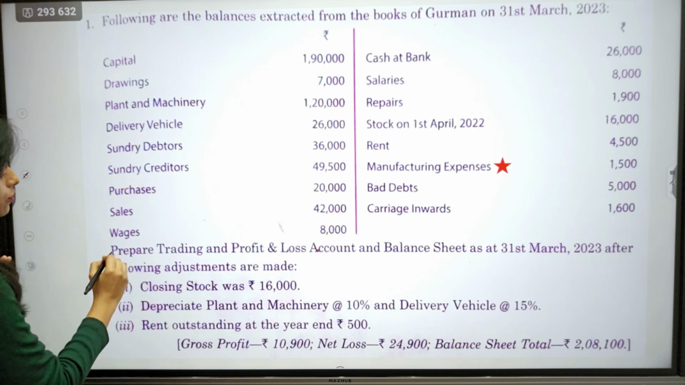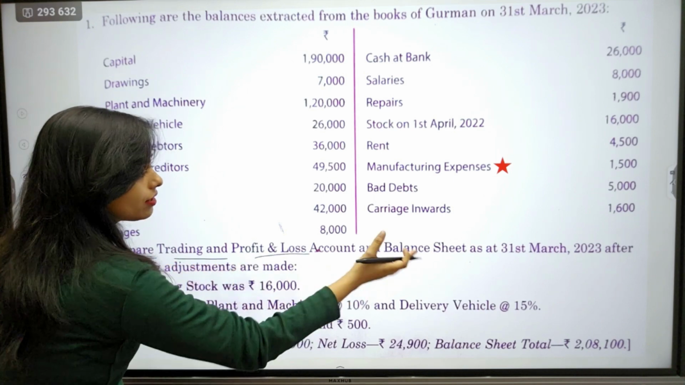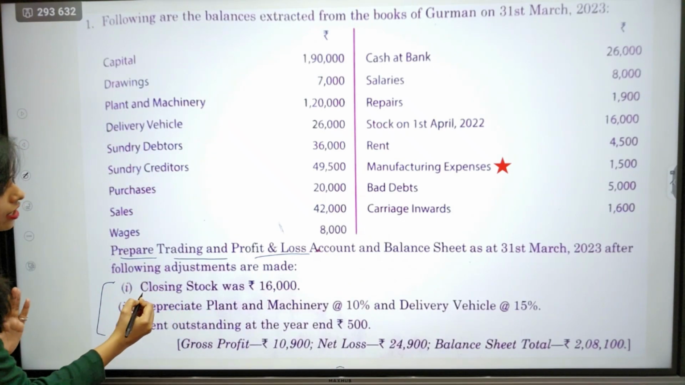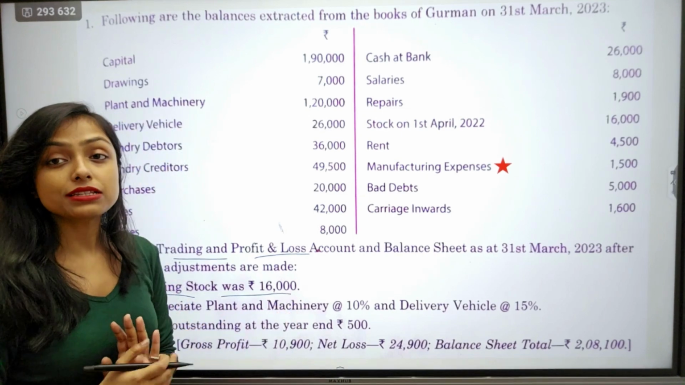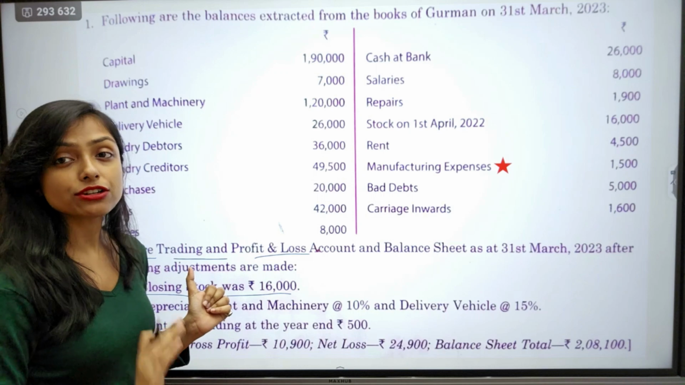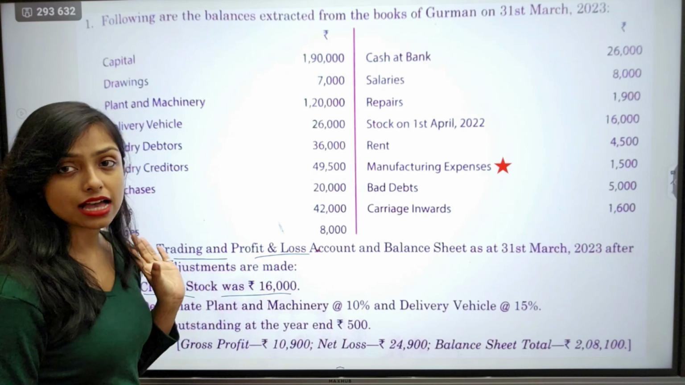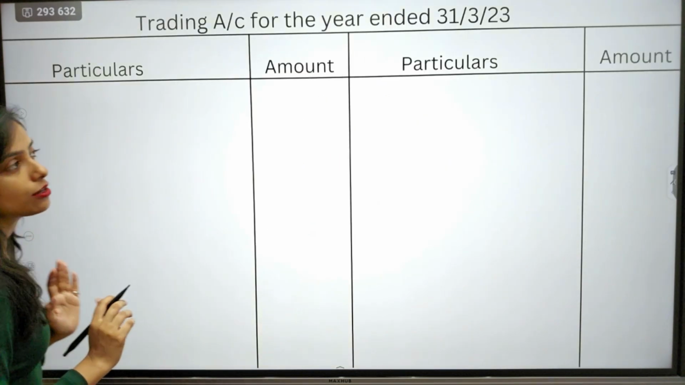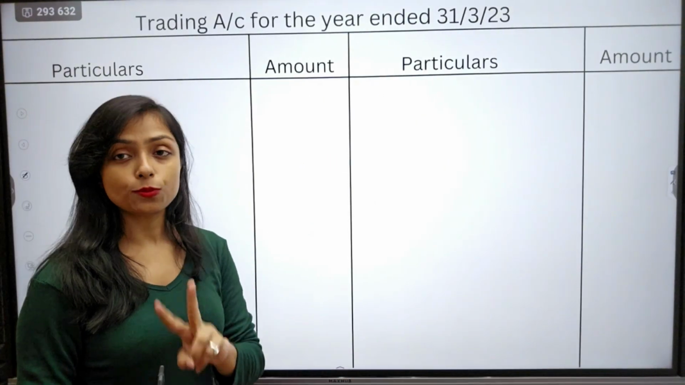What you have to do is prepare a trading and profit and loss account and balance sheet as on 31st March 2023. Let's start. Closing stock was 16,000 rupees. This is our first adjustment. Now this you are going to get in every question, and I'm damn sure you're going to get it in your exam as well. 100% you will get it. So the first thing is closing stock was 16,000. I told you it is going to be in two places.